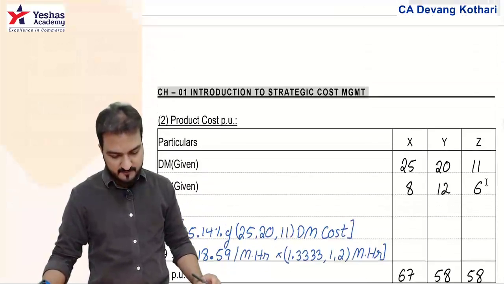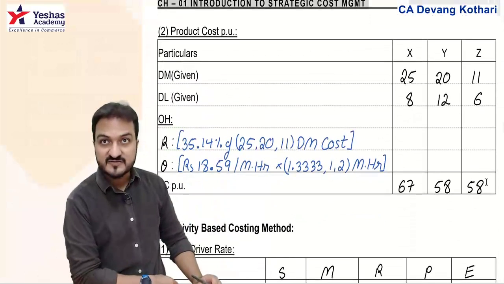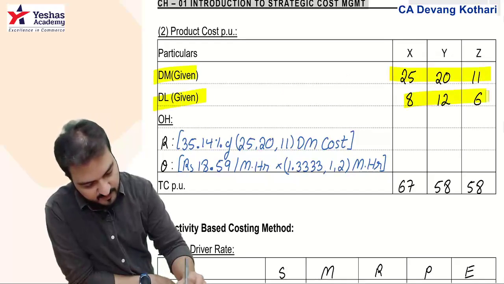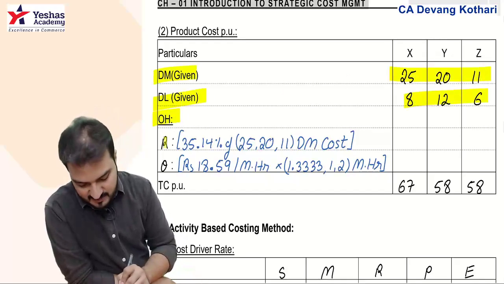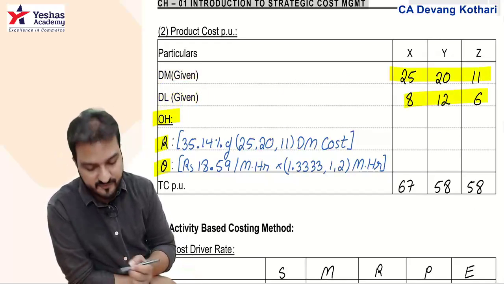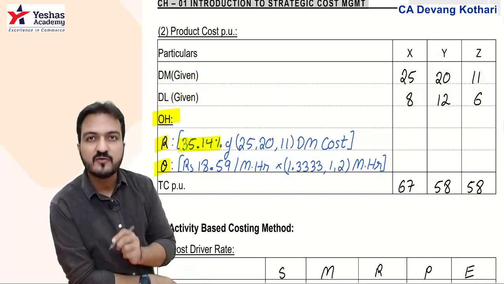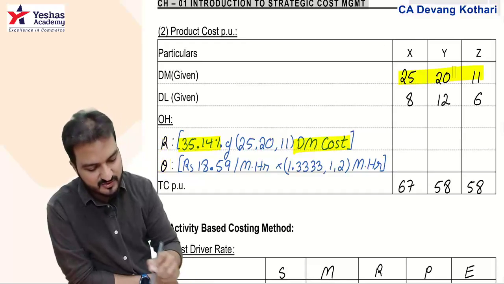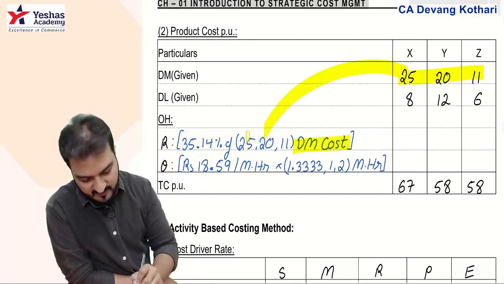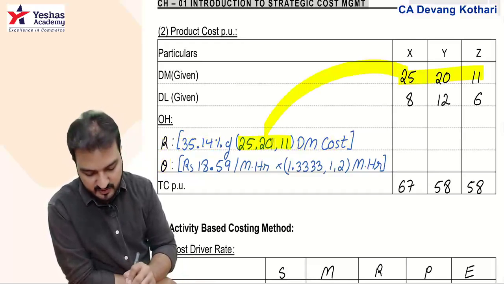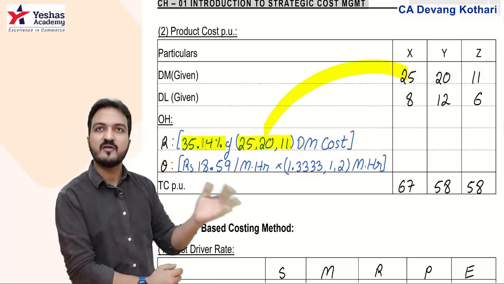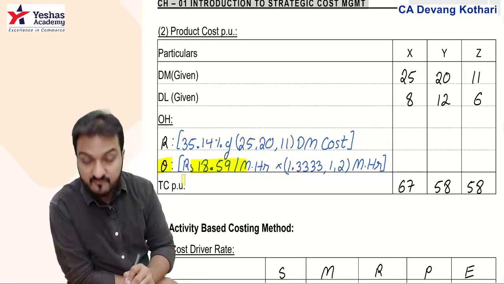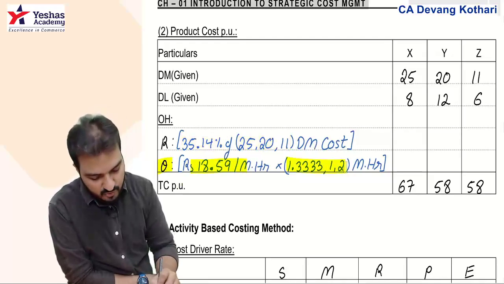Yes, and then your product cost will go like this. Product cost, your direct material, direct labor is already given, it remains the same. Overheads will be receiving overheads and other overheads. Receiving overheads we found 35.14% of material cost. Material cost is this 25, 20 and 11. Same 25, 20, 11 I write here. So 35.14% of 25, 20, 11, and other overheads is 18.59 per machine hour into these machine hours.